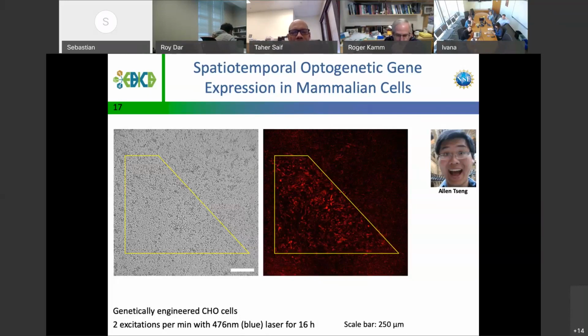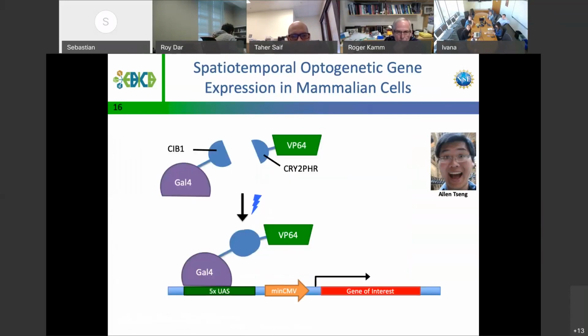So what is light doing in this case? We have probably some light sensitive ion channels, right? No. The way the system works is that you're using two proteins, in this case CIB1 and CRY2HR. Those proteins dimerize when they're exposed to a specific wavelength of light.